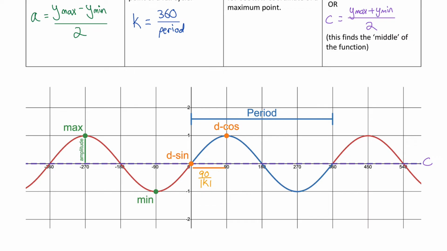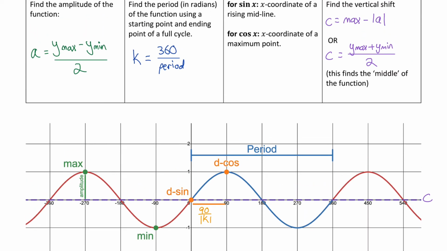And knowing that relationship might be helpful. For example, if you knew the d value for sine but didn't know the d value for cosine, you could find that d value for cosine by using the d value you know for sine and then adding 90 over the absolute value of k. Right? If we knew this point's x-coordinate, if we added 90 over the absolute value of k, it would give us this point's x-coordinate. And also, if we knew this point's x-coordinate and subtracted 90 over the absolute value of k, we would get the x-coordinate of a rising midline. So the d value for sine, we could take the d value for cosine, which is the x-coordinate of a max, and subtract 90 over the absolute value of k.